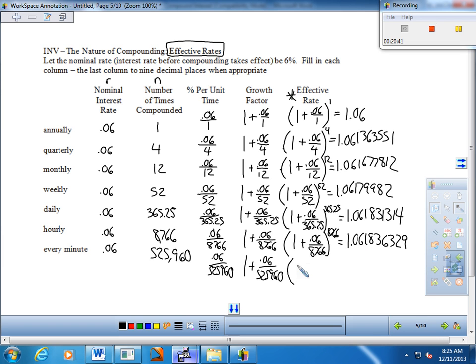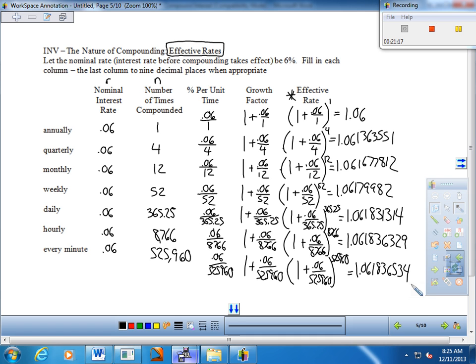We're going from about 9,000 interest payments over the course of the year to over 500,000 interest payments over the course of the year. And does it have that much of an effect? Well, let's find out. So when you do this one right here, kind of the last entry in the table, and as I mentioned, theoretically we could keep going every second, every millisecond, every nanosecond, and watch n get larger and larger and larger. But if I do this one right here, I get 1.061836534.